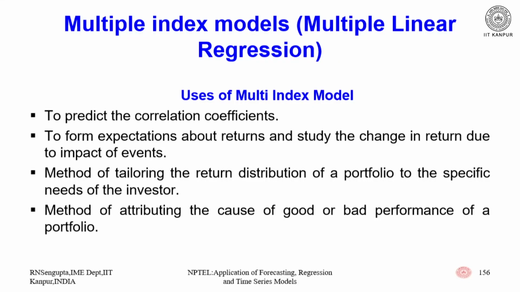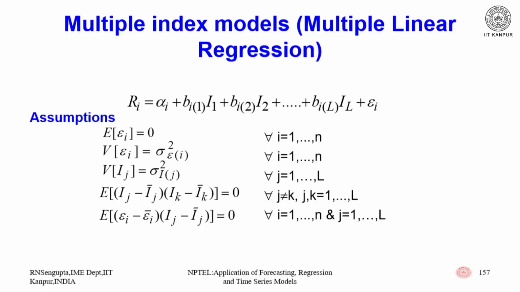I am talking from the point of finance. There is a method of attributing the cause of good or bad performance of a portfolio depending on how the market is fluctuating. If all the information is there in the market, obviously the market gives us the best inclination of the price fluctuation of a particular stock. If it is not, then there are external influences which we are terming as white noise. Now, let us come to how the multiple linear regression model looks like and discuss that and then solve a problem.